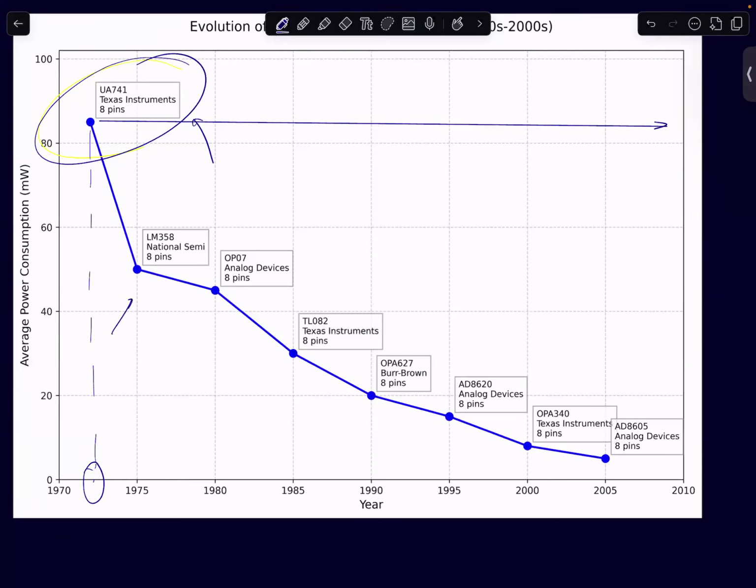On the graph I've shown on the y-axis the average power consumption. If you measure the power from a plus minus 15 volt supply, you put an ammeter in between before you feed the 15 volt supply to the op-amp, and you record the current. Then the current times the voltage will give you the power dissipation. This is the number I'm plotting on the y-axis. I'm just showing that power dissipation is coming down, but if you see, the number of pins is remaining the same.